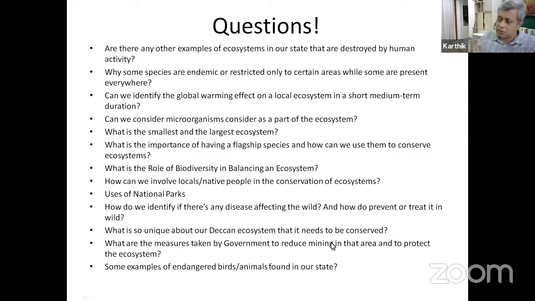See, the Deccan ecosystem is one ecosystem in which the majority of our extinctions have happened in recent years. Please remember that very well. No other place has seen as many extinctions as the Deccan ecosystem has seen. That means we have transformed this area to an extent that all these species can become locally extinct.